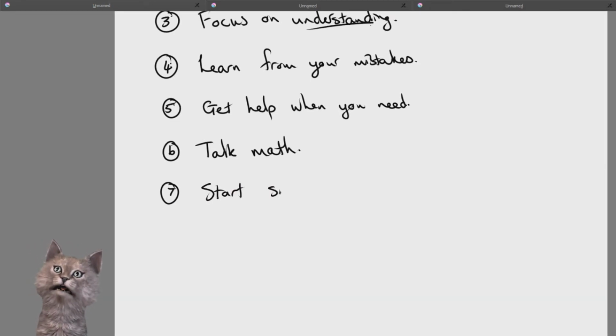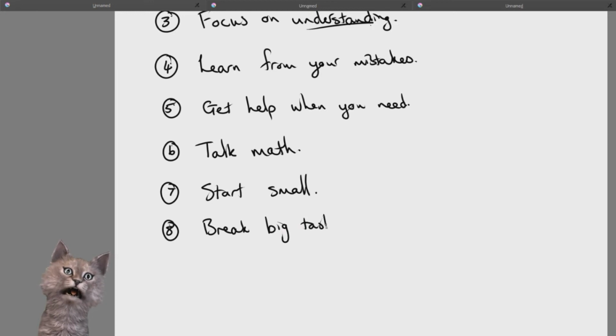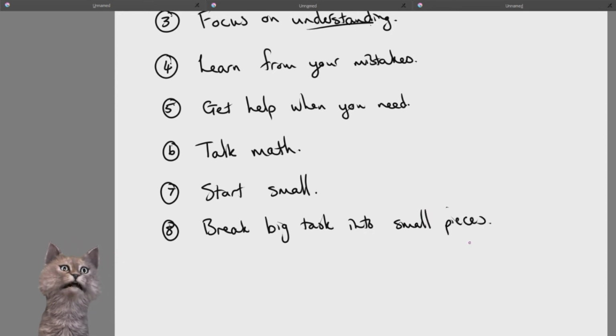Start small. Start with things you can do. If there's a problem that seems overwhelming, go back and see, well, what can I do? And build up to that. And connected to that is break a big task. If you have a seemingly big problem with many steps, break it up into small pieces, small manageable steps. If I have a big word problem, start slowly. What is the first thing I can do? Don't try and answer the whole question in one go.